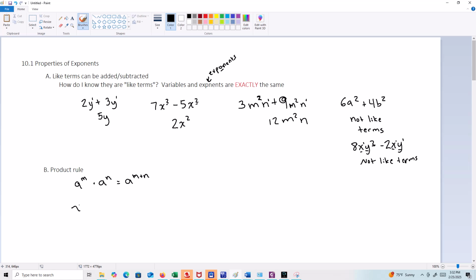If I were to have x cubed times x squared, that would equal x times x times x, all of that is for the x cubed, then times x times x, that is the x squared. That is the same as saying you could rewrite x times x times x times x times x to be x to the 5th. So it's easier just to go x to the third times x squared equals x to the 3 plus 2 equals x to the 5th.